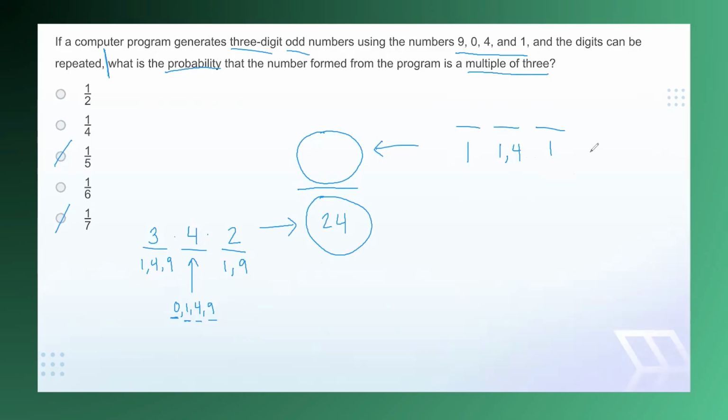That is not a multiple of 3, not gonna work. So for my numbers where I have 1 in my last digit and 1 in my first digit, I have 2 options that are a multiple of 3.